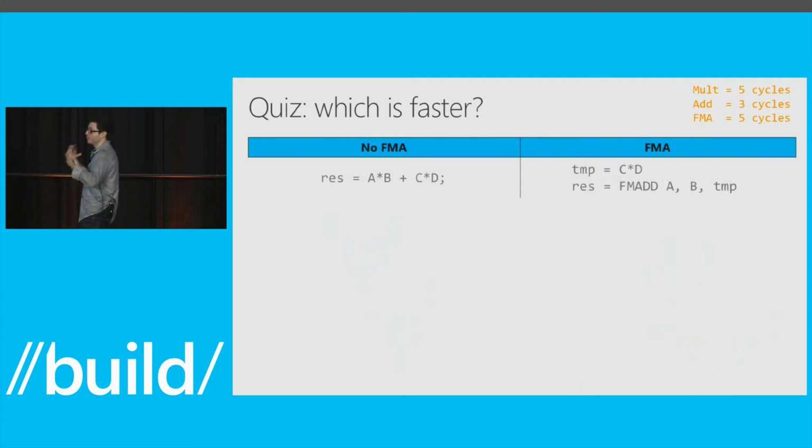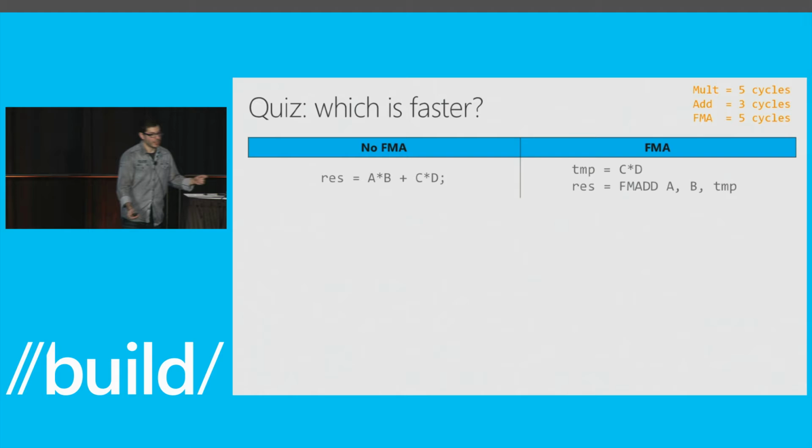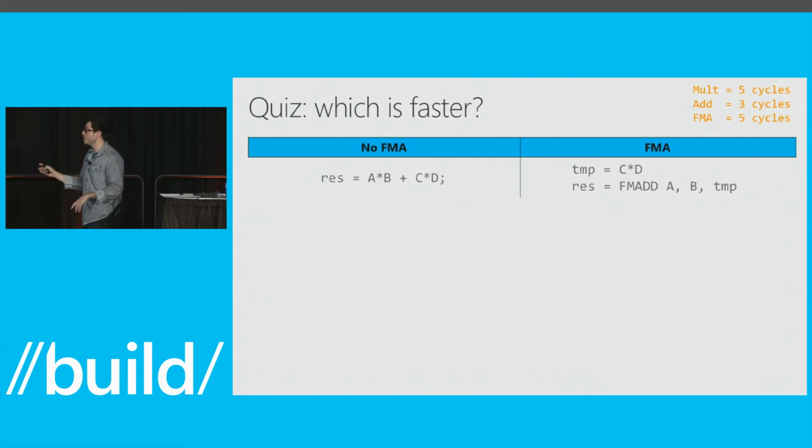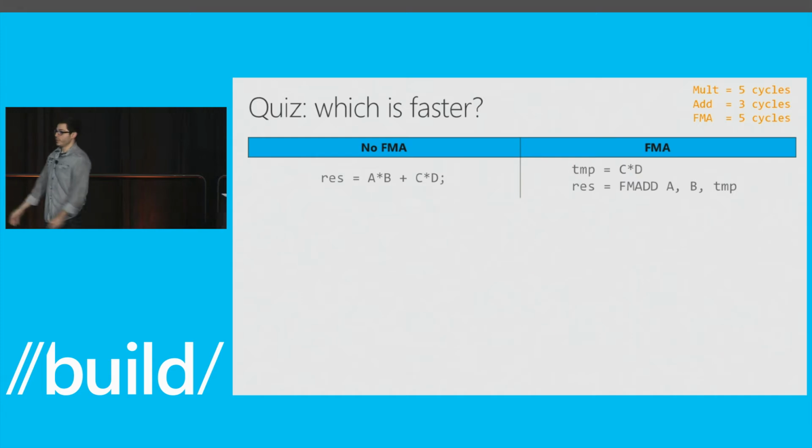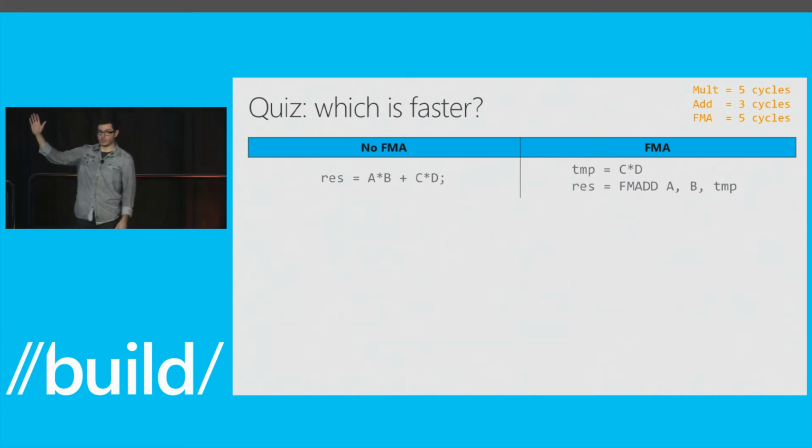Let's go on to something a bit more interesting. So we've got this code now. On the left-hand side, we're doing A times B plus C times D. Very similar to the last code, but there's that extra multiply in there. On the right-hand side, we're taking C times D, and then we're calling FMA. Who thinks the no FMA code is going to go faster?